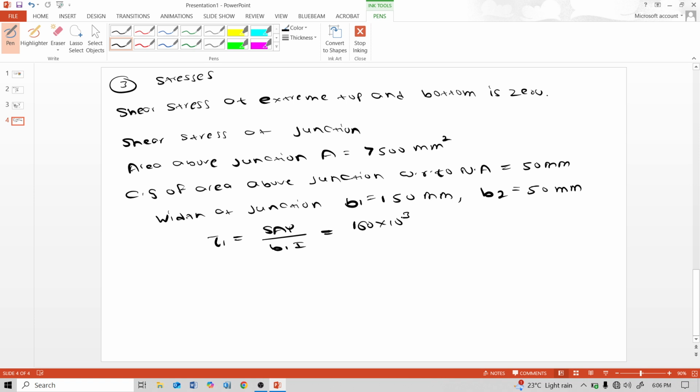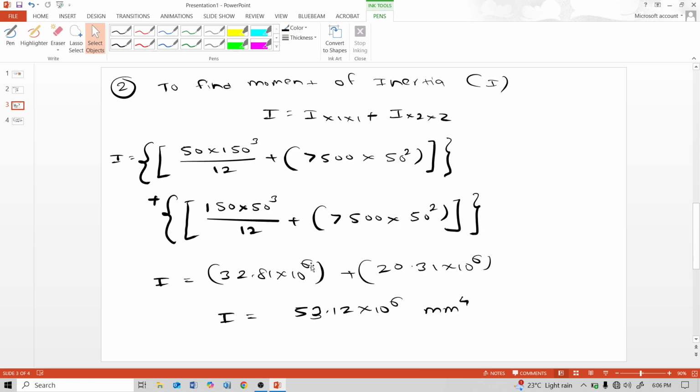160 into 10 raised to 3 Newton multiplied by the area of that flange portion, 150 multiplied by 50, 7500, multiplied by y, this distance, the neutral axis distance 50 mm, divided by b1, this 150 mm, and I, the moment of inertia, 53.12 into 10 raised to 6.